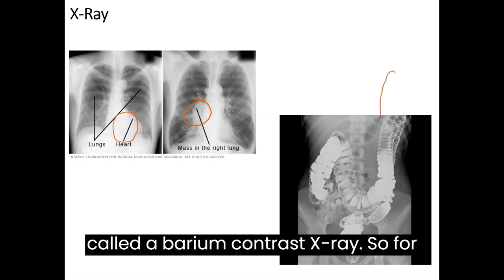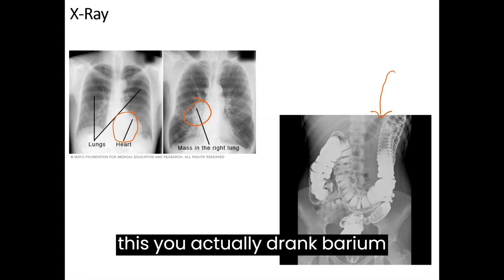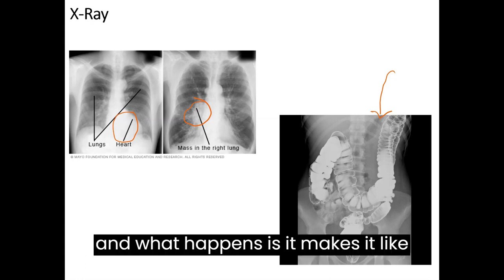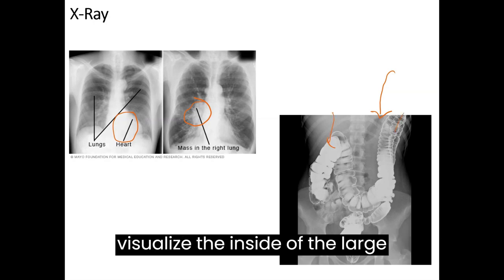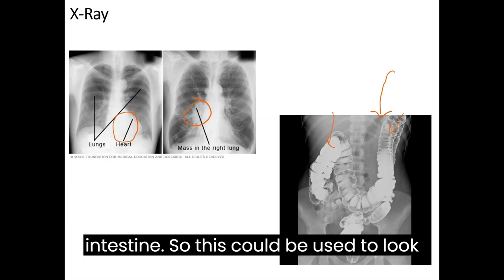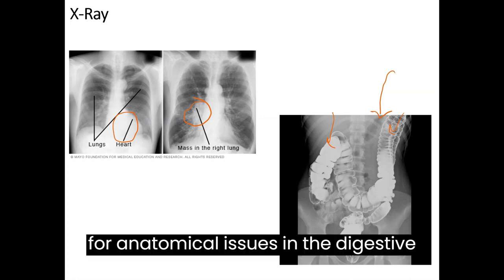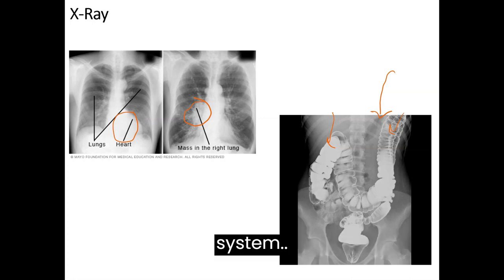And then we have what's called a barium contrast x-ray. So for this, you actually drink barium, and what happens is it makes it opaque. So when you do the x-ray, you can visualize the inside of the large intestine. So this could be used to look for anatomical issues in the digestive system.